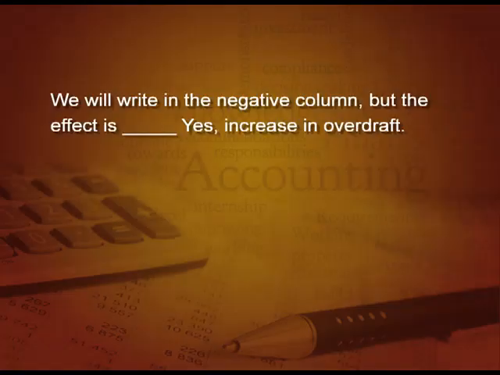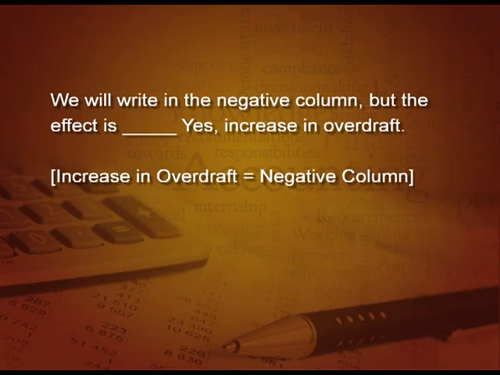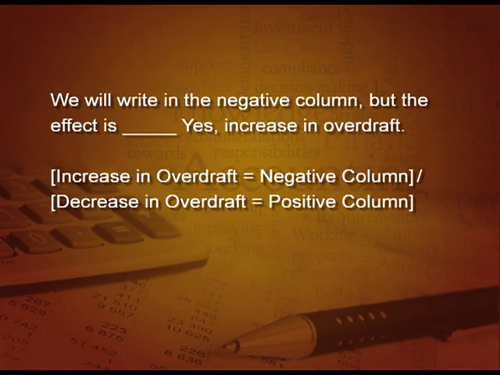So, when we have to increase the overdraft, what we will do? We will write it in the negative column, and the effect is, yes, it increased the overdraft, because in the minus column if you write more minus, it will increase the minus, that is overdraft. So, the logic will now be increase in overdraft is equal to negative column and decrease in overdraft is equal to positive column. Here I am feeling the need to do one question.